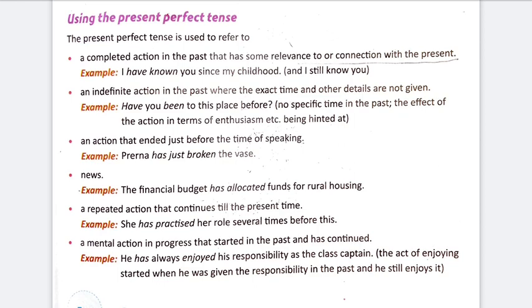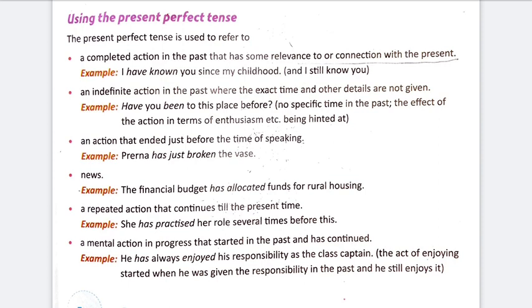Perfect tense is used to refer to an action that ended just before the time of speaking. For example, Prerna has just broken the vase. So, just now the work of breaking is over, and though it is already over, the effect is there, that's why it is expressed in perfect tense. Now, when we discussed present tense, I told you that news headlines are expressed in present tense. Now here see news. To refer to news, we can use present perfect tense. For example, the financial budget has allocated funds for rural housing.